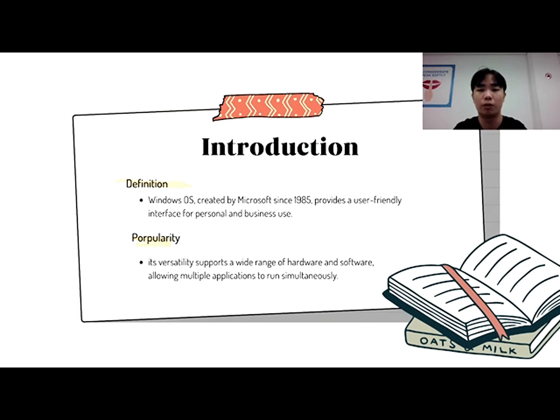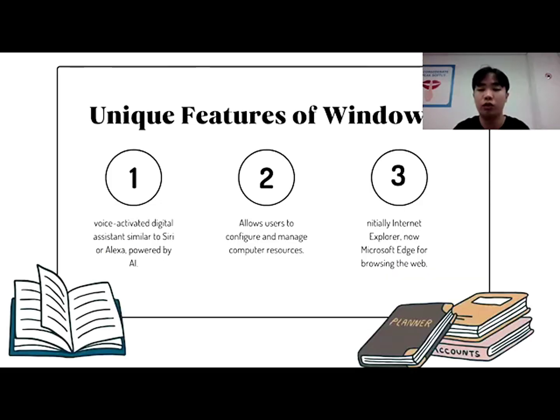It has been gaining more and more popularity due to the versatility in its range of software and hardware. Windows has a lot of unique features too. First things first is Cortana. What is Cortana? Cortana is a voice-activated digital assistant similar to Siri or Alexa. It is powered by AI.